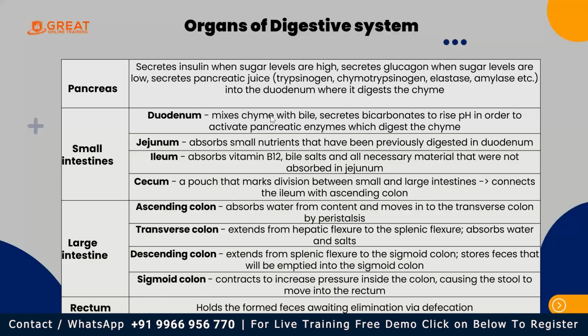The duodenum mixes chyme with bile and secretes bicarbonates to raise pH in order to activate pancreatic enzymes, which digest the chyme. The jejunum absorbs small nutrients that have been previously digested in the duodenum. The ileum absorbs vitamin B12, bile salts, and all necessary material that was not absorbed in the jejunum. And the cecum is a pouch that makes the division between the small and large intestine, connecting the ileum with the ascending colon. So vitamin B12 is absorbed in the ileum.